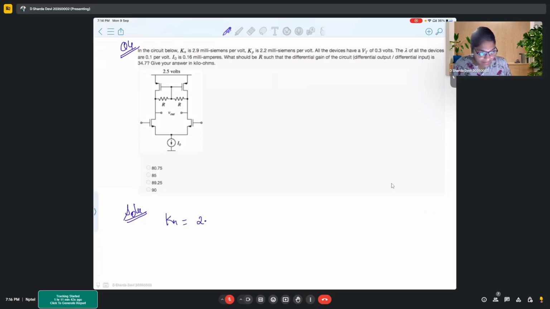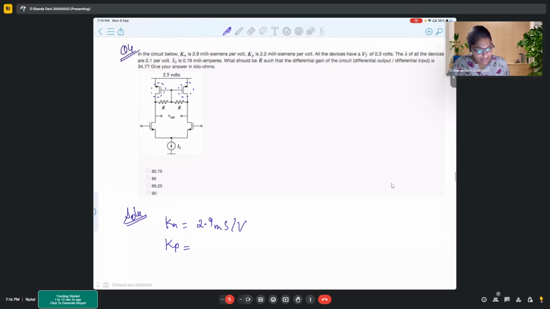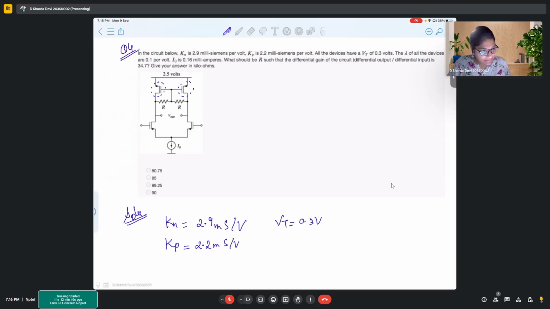Here again we have Kn as 2.9 millisiemens per volt, Kp. Now see, until now we were using resistors, but as I mentioned, all your circuits are designed using MOSFETs. So here instead of a drain resistor, you have PMOS transistors, right? So that's why you have Kn and Kp different. All devices have VT of 0.3 volts. Lambda of all devices. Now here the lambda factor is also coming into the picture. So things will be modified based on this lambda.